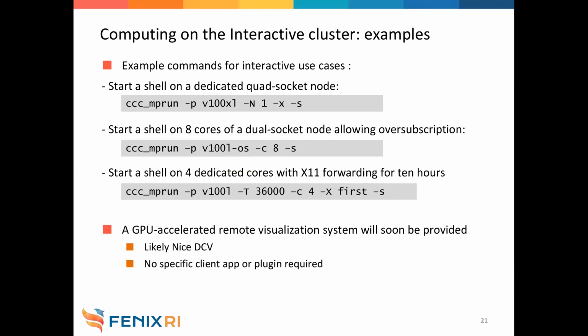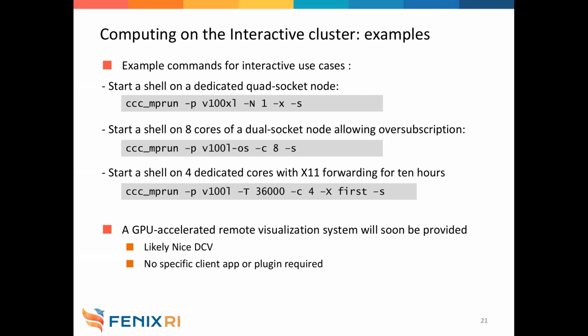Here are more concrete examples of how to allocate resources on the interactive computing cluster. The first example is allocating a node in the extra large partition. We allocate one node, the -n 1 option. -x is for an exclusive usage. -s is to have a share. So it's also opening a shell on a dedicated large memory node of the cluster.